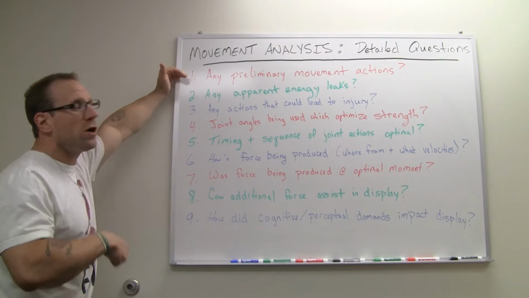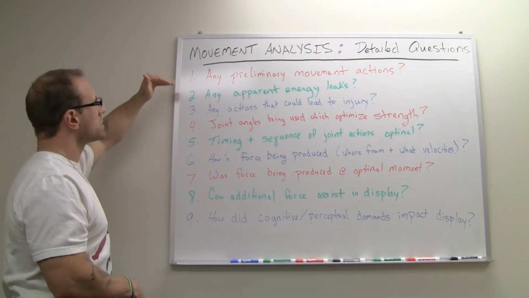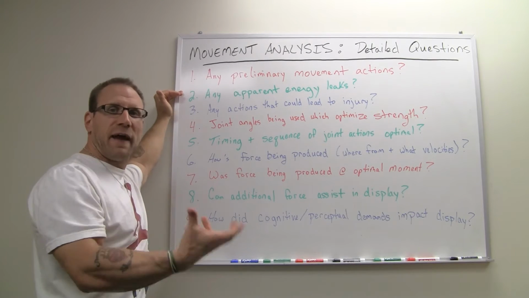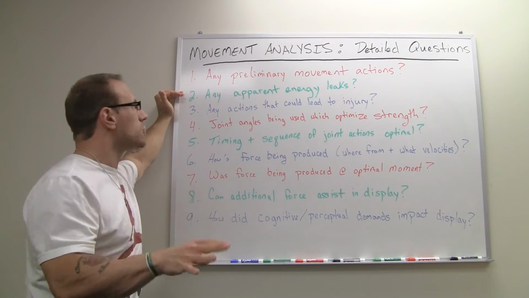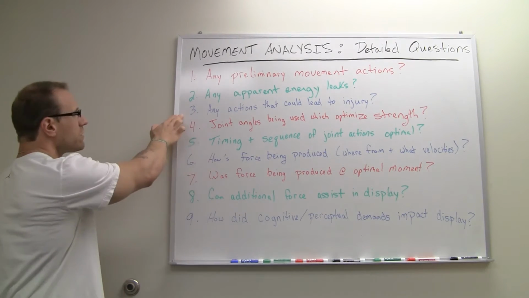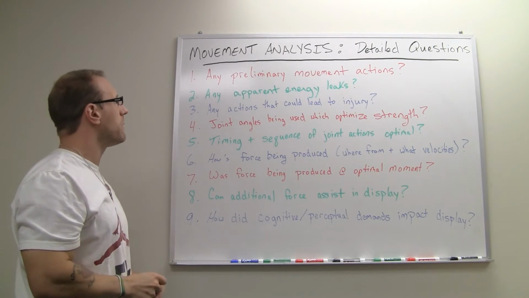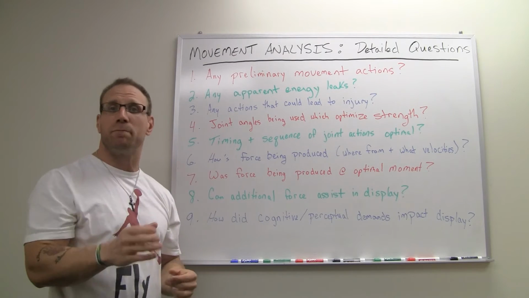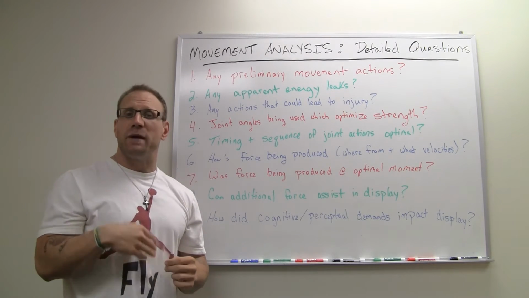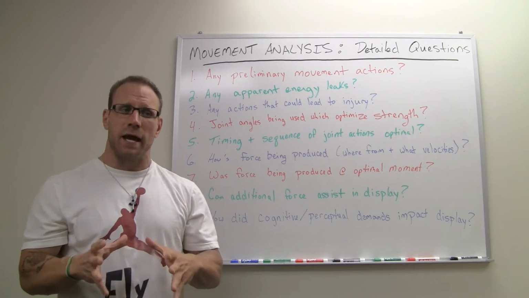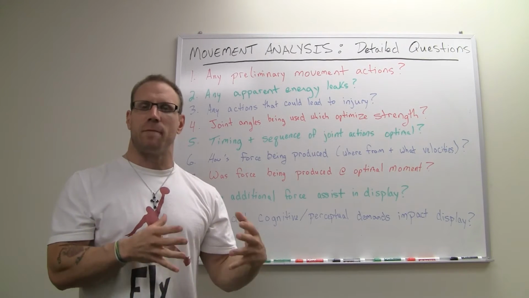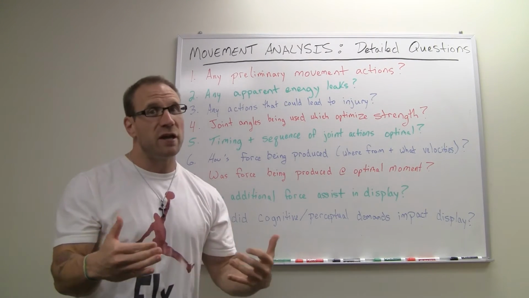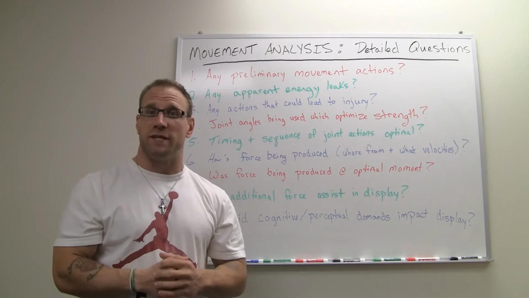So question 1, were there any preliminary movement actions? Question 2 kind of builds on that: where, if any, were there apparent energy leaks? Third, furthermore, down the list here is, were there any actions occurring that could potentially lead to injury? Because we know that just because there might be a compensation in a movement, it might not necessarily be dysfunctional. But if it is dysfunctional, it can become dangerous.